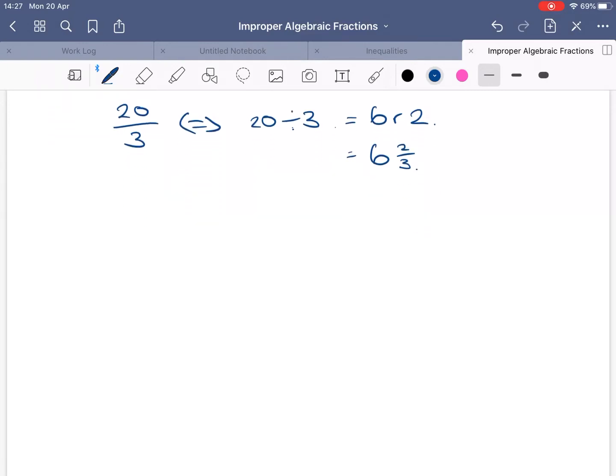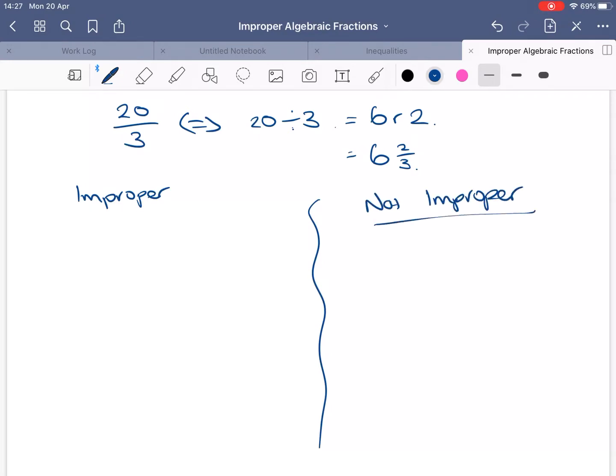But what makes an improper fraction when we've got algebraic fractions? I'm going to give you a couple of examples, and I'm going to see if you can decide what will make an improper fraction. So these are going to be improper on this side, and on the other side we're going to have not improper fractions, or proper fractions. Okay, so an example like this: x squared plus 3x plus 2 divided by x plus 2. That's an improper fraction. If I'd written that the other way round, that would not be an improper fraction.